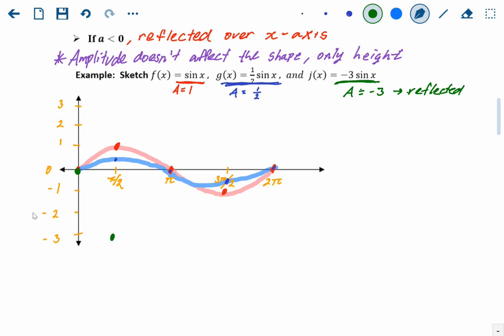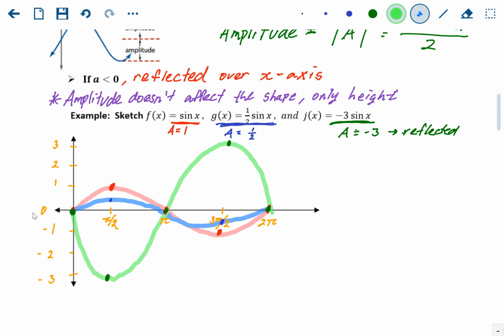And then the last one. Now again, instead of going up, because A is negative, we're going to start by going down. So we're going to go down to the min, which is -3. Back to the midline, up to the max, back to the midline. So that is how amplitude changes your graphs, and how to find amplitude given an equation.